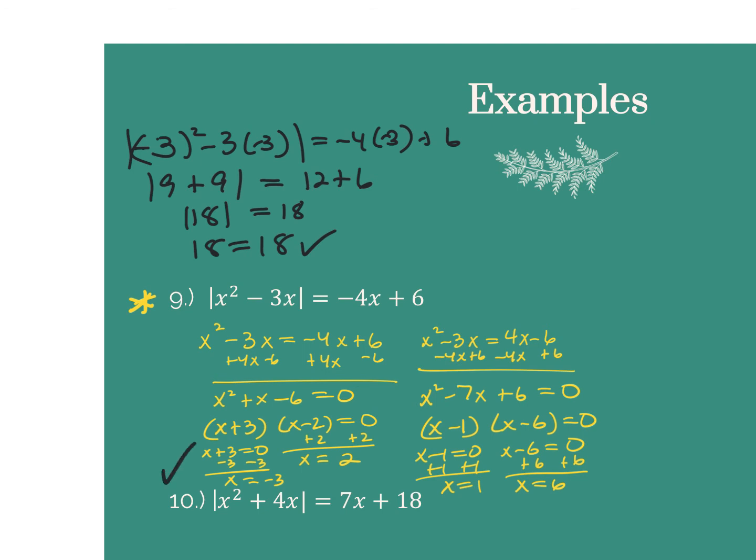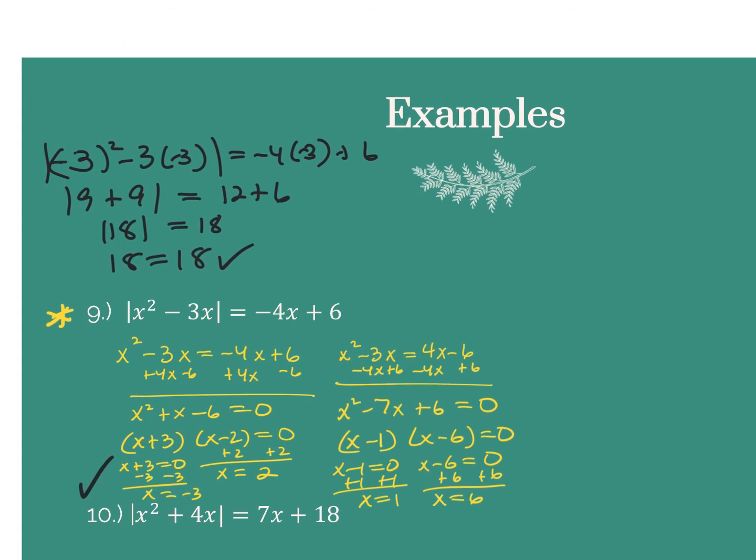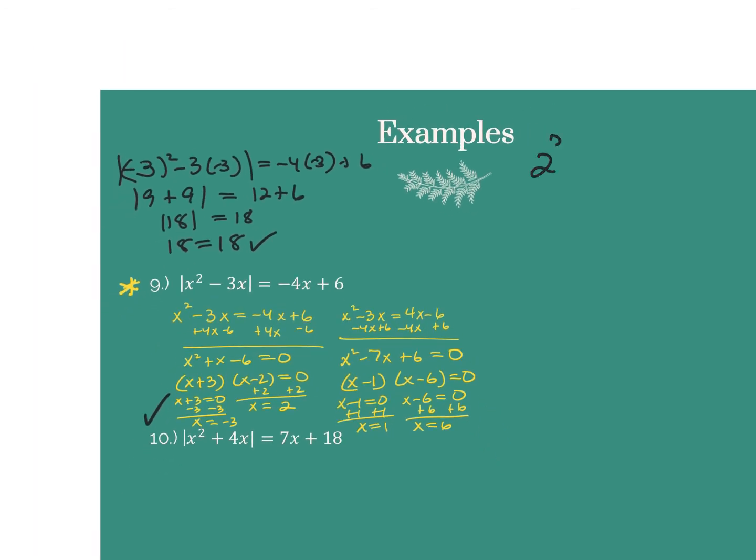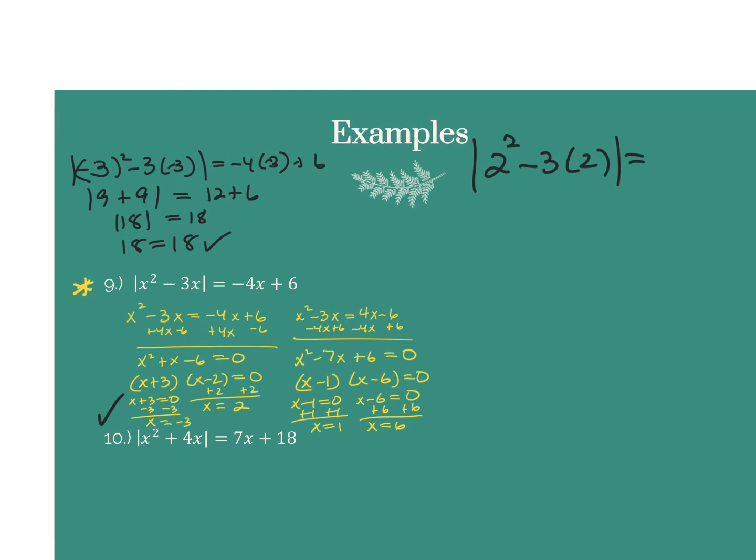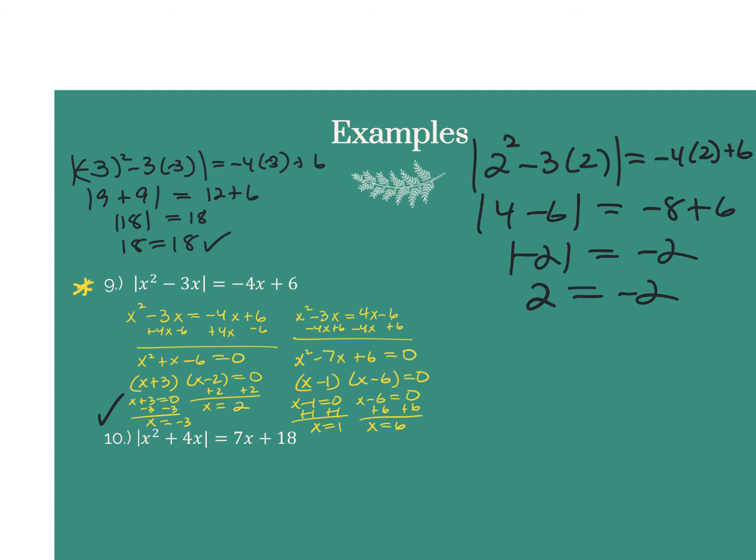Try the positive 2. So again, into the original. So 2 squared minus 3 times 2 in absolute value equals negative 4 times 2 plus 6. So 4 minus 6, negative 8 plus 6, negative 2, but I absolute value that negative 2. So this one does not work because 2 does not equal negative 2. So this answer is out. So far I only have negative 3 as a solution.